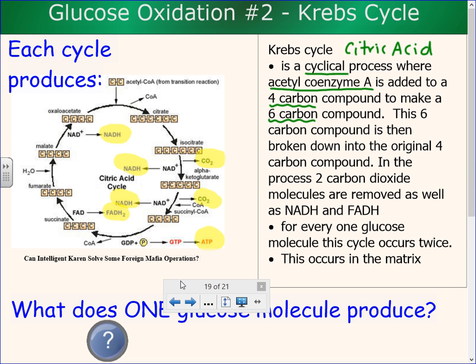So notice, I'm not talking about the names of all of the compounds. I'm talking about how big or how small they are. If you're interested, I could tell you the names of all of the compounds, but it's not the main focal point of our discussion. So I take acetyl coenzyme A, which we saw had 2 carbons, and I add it to something that has 4 carbons so that I can make a 6-carbon compound.